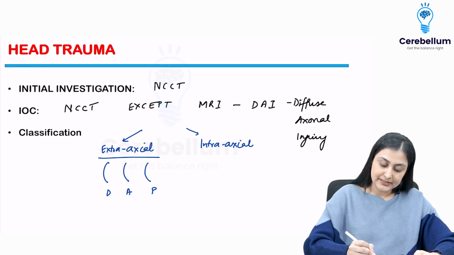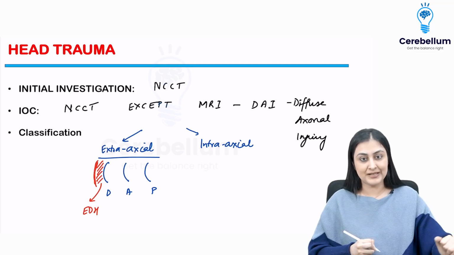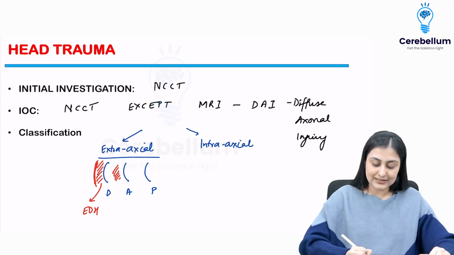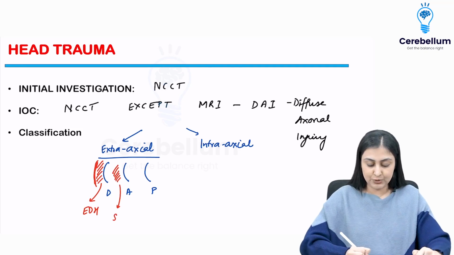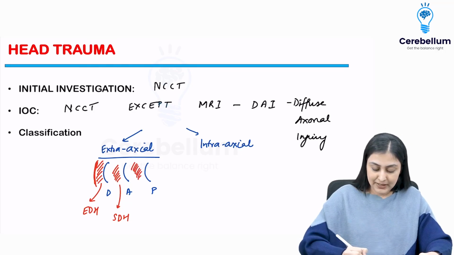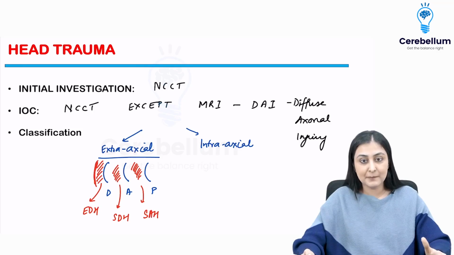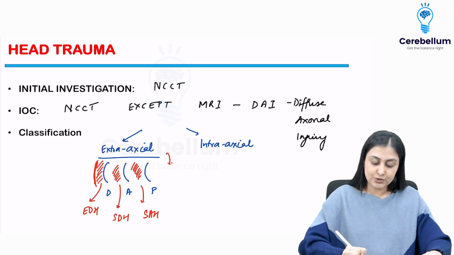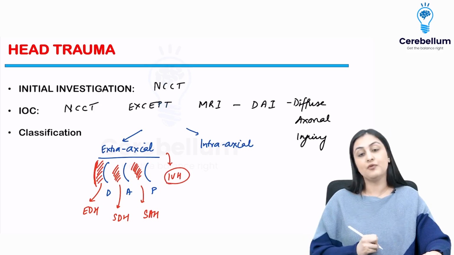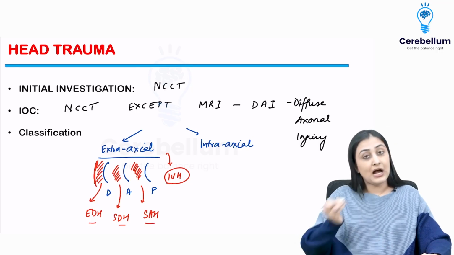If there is bleeding, let's make bleeding with red. If there's bleeding outside the dura, meaning between the skull and the dura, we call that extradural hemorrhage, EDH. If you're bleeding between dura and arachnoid, we call it subdural, below the dura, subdural hemorrhage. If you're bleeding between arachnoid and pia, that is subarachnoid hemorrhage. Extraaxial, it could also be in the ventricles, which is intraventricular hemorrhage. So there are these four areas where we have bleeding outside the brain.